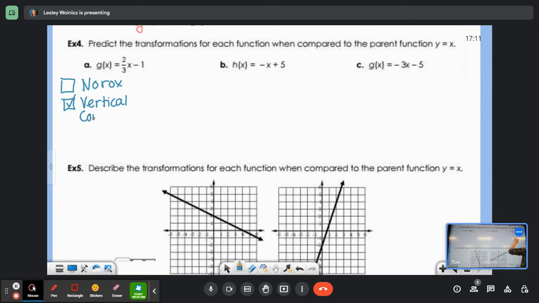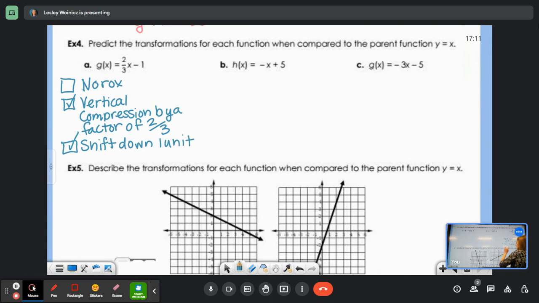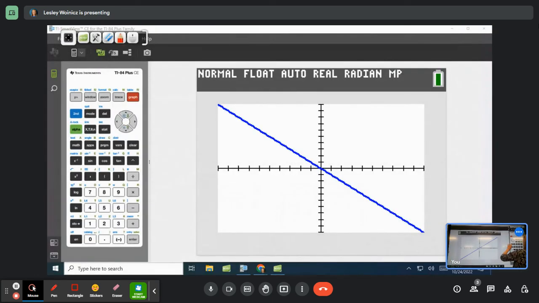Squished, not stretched. Okay, so I have a vertical compression by a factor of 2/3. And then last, you can see that I have a -1 for my b value. That gives me a shift down 1 unit.